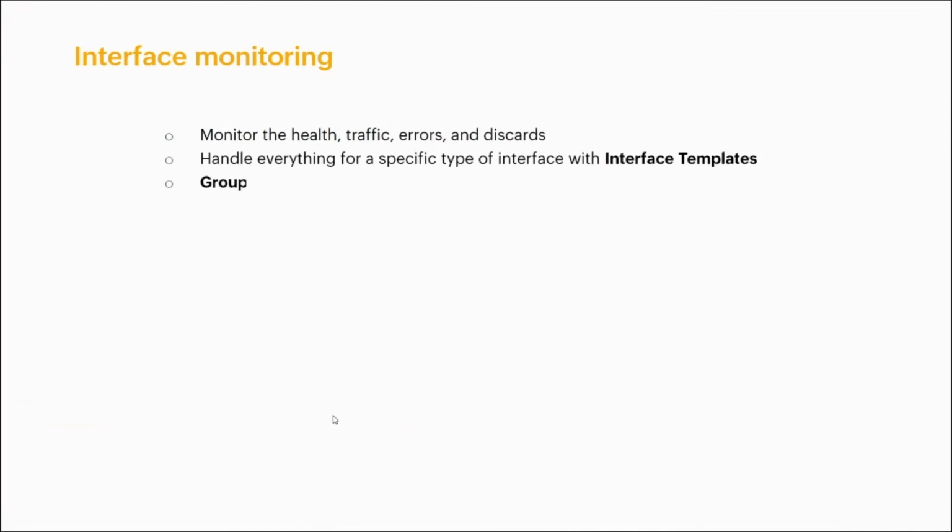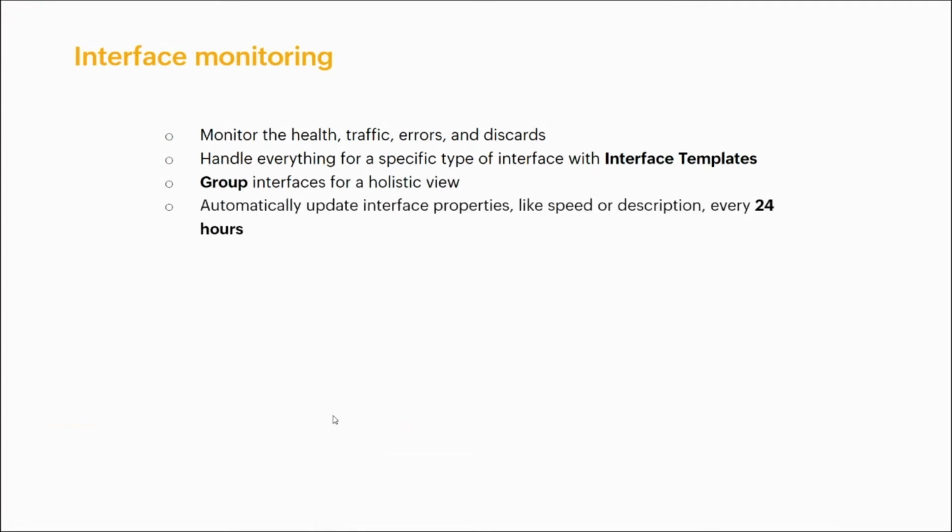The next topic which we're going to see is about interface monitoring. We can monitor the health, traffic, error, and discard rate of the interfaces. You can handle everything for a specific type of interface with the interface templates. You can group the interfaces for a holistic view. You can automatically update the interface properties like speed or description every 24 hours, which OpManager is going to do. And as you are aware, interface-based monitoring in OpManager is completely based on SNMP.